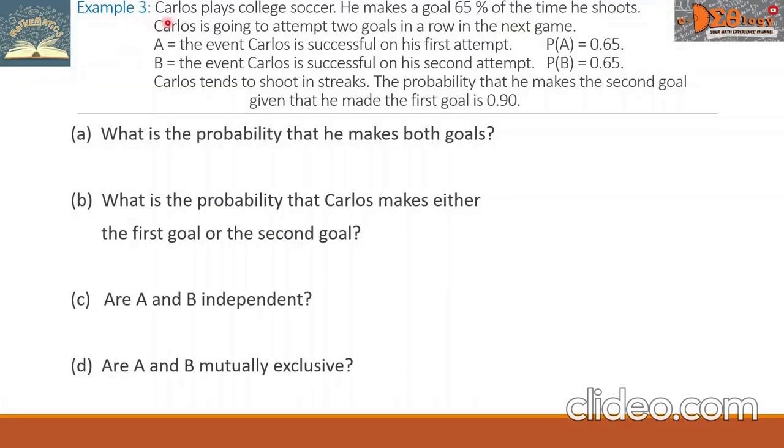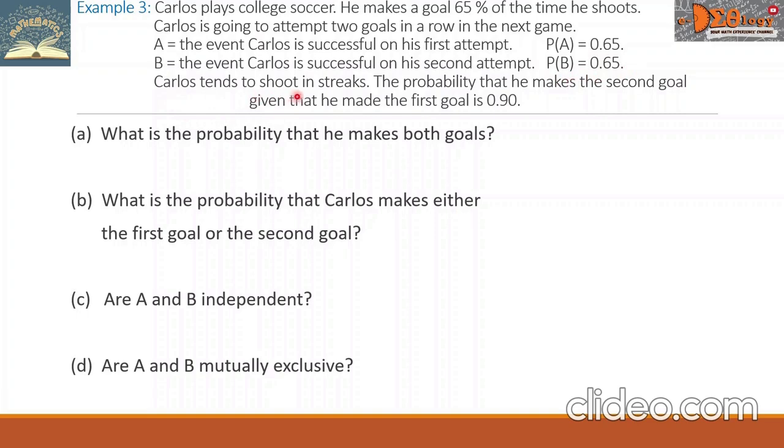Example 3. Carlos plays college soccer. He makes a goal 65% of the time he shoots. Carlos is going to attempt 2 goals in a row in the next game. Let A be the event Carlos is successful on his first attempt. So that is P of A equals 0.65. Let B be the event Carlos is successful on his second attempt. Again, the P of B equals 0.65.